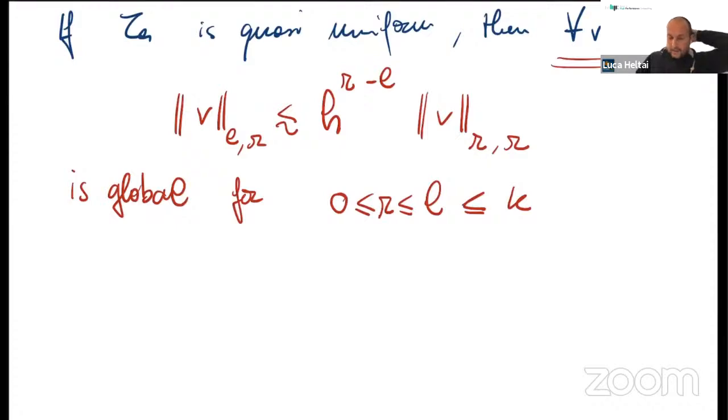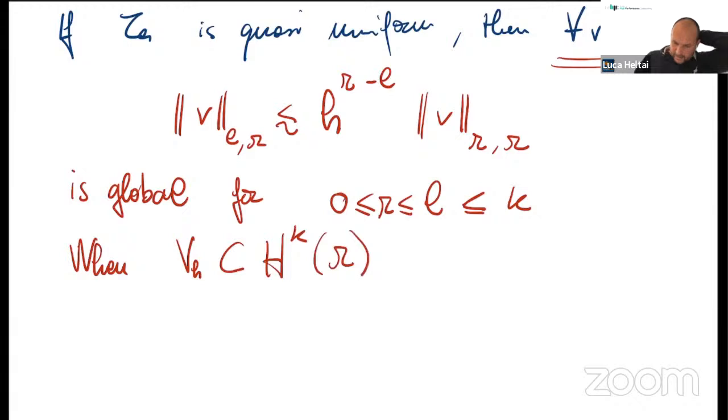But it's global for 0, R, L, smaller than K, for every, when the H is included in H to the power K of omega. And of course, the reason why you want to have this is because we're writing global estimates of these guys over here. So you want to have that the largest object right here on the right is contained in the space. Make sure that the norms that you write over there are contained in the space. If you take HK plus 1 semi-norms of these guys, what you're going to get locally is that all the HK plus 1 norms of these objects are going to be 0 because of the fact that you're using polynomials of order up to K.